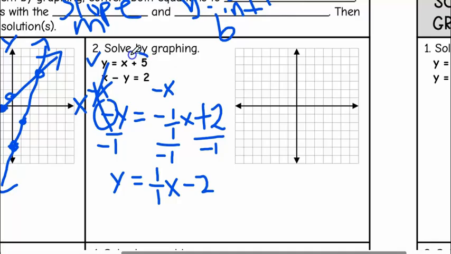So we're going to start this one at positive 5. Remember, on the y-axis here, 1, 2, 3, 4, so right here. And we're going to go up 1, right 1, because 1 over 1. Right there. Okay, and then draw your line here.